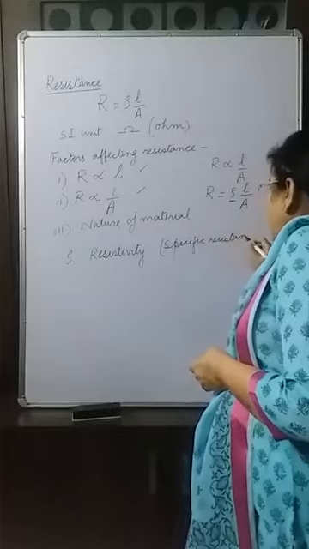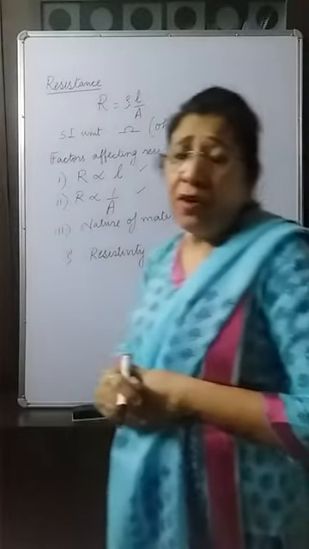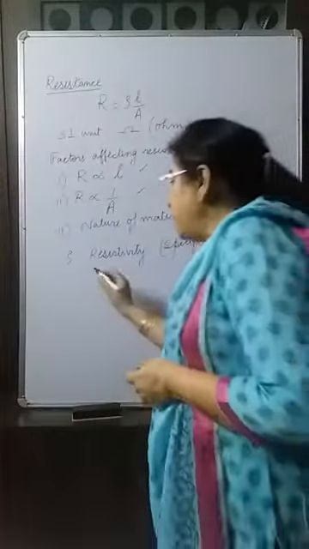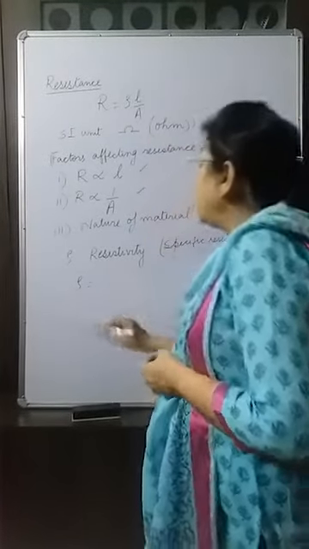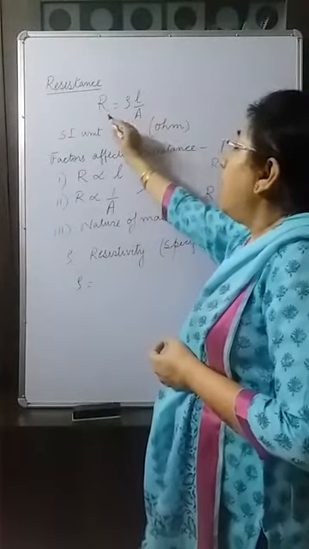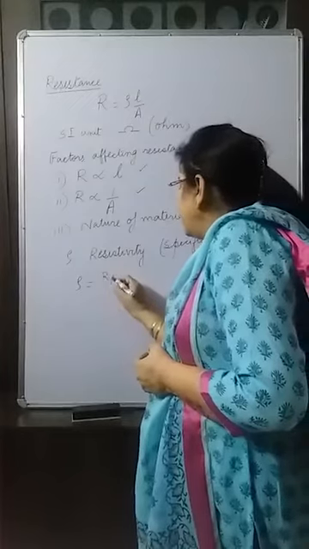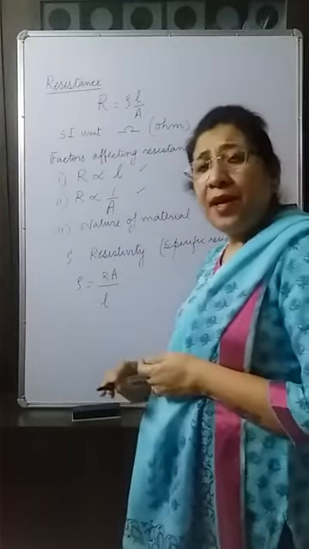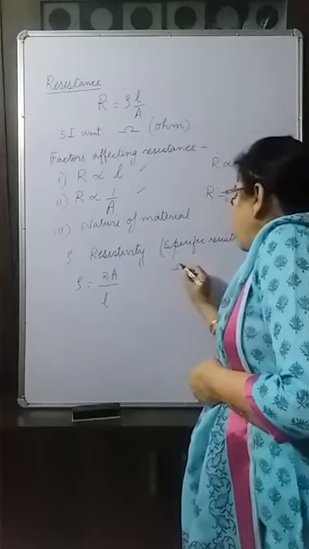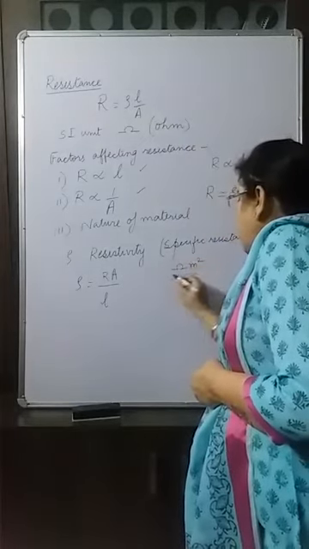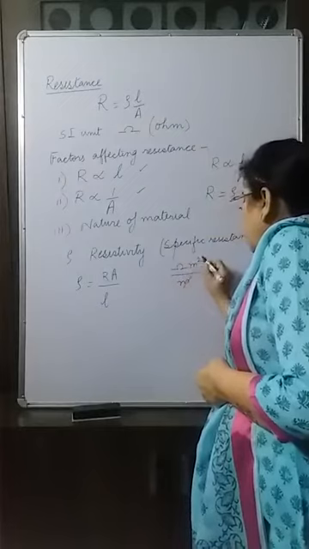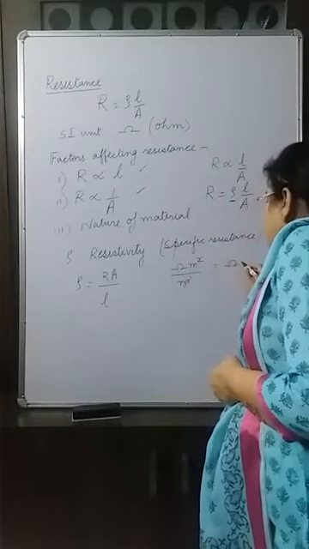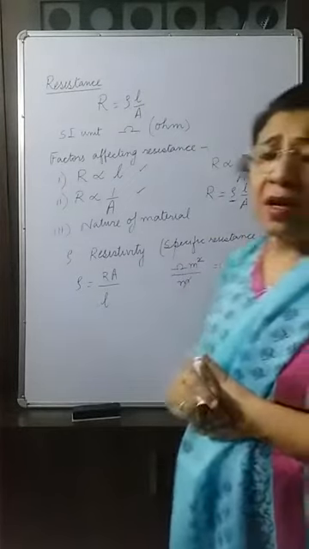From the formula, can we find the unit for resistivity? Let us see. Resistivity will be equal to RA by L. So if we see the SI units, it will be ohm meter square upon meter, and the SI unit for resistivity becomes ohm meter.